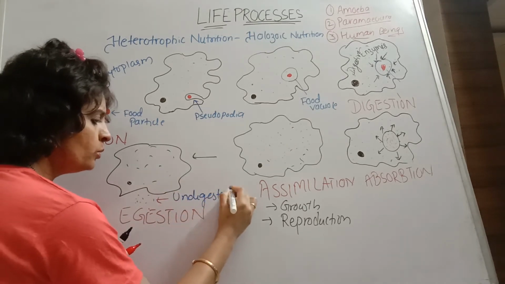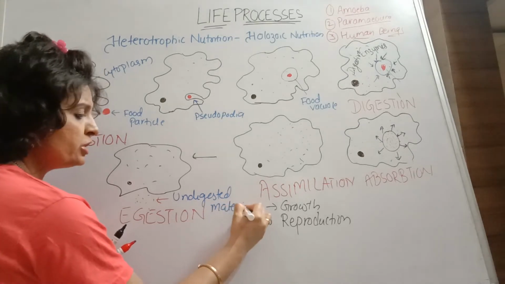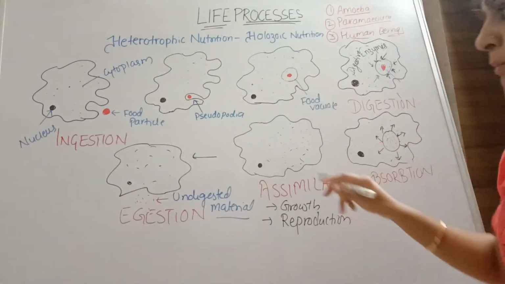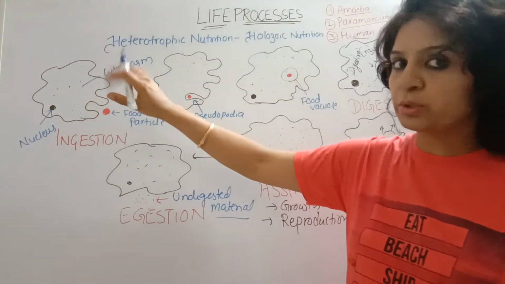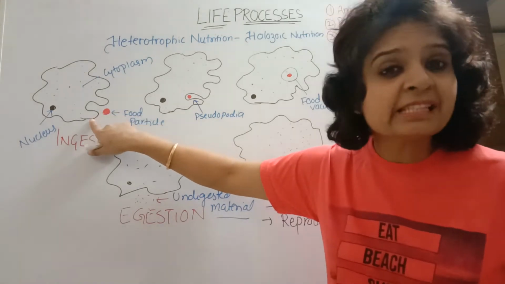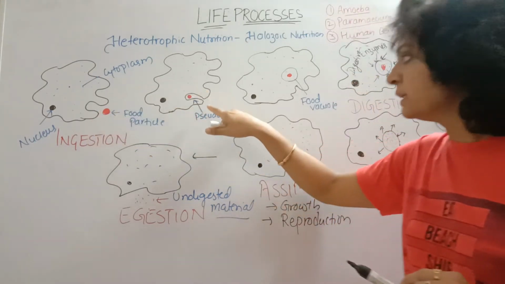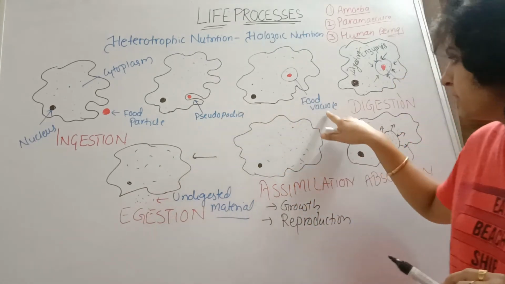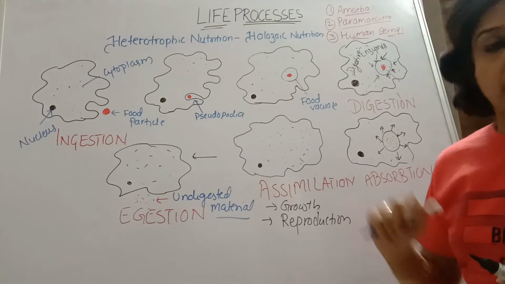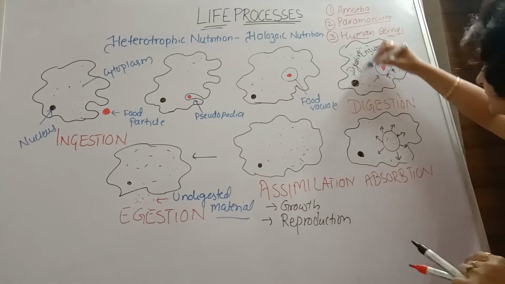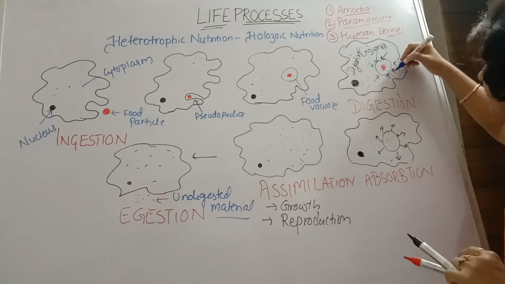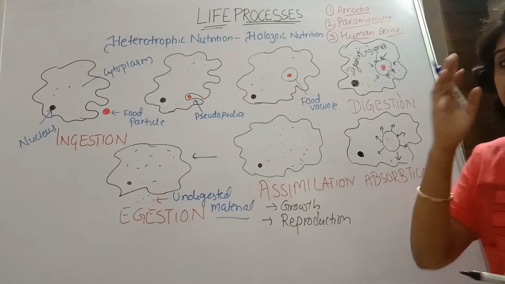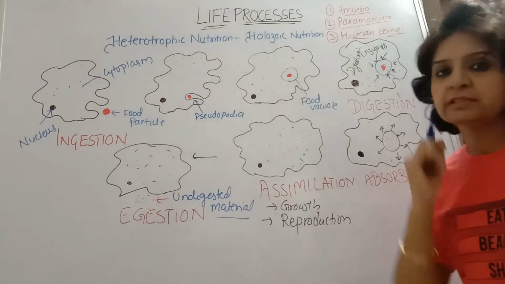So this is how the process of holozoic nutrition takes place in the amoeba. The intake of the food: the food particle, when sensed by the amoeba, is taken up with the help of pseudopodia. After taking it up, it forms a food vacuole. When the food vacuole is formed, the enzymes from the surrounding will enter inside the amoeba. Now these enzymes will break the complex food into simpler ones.